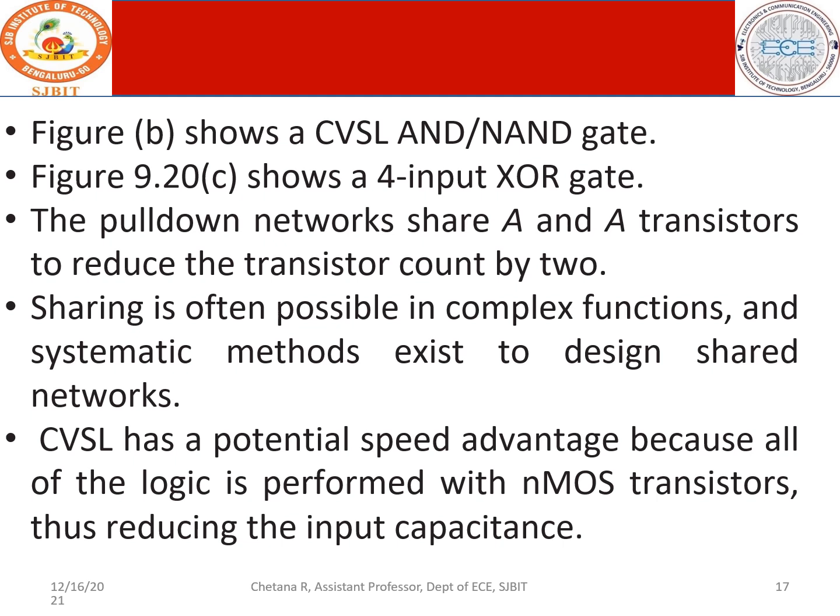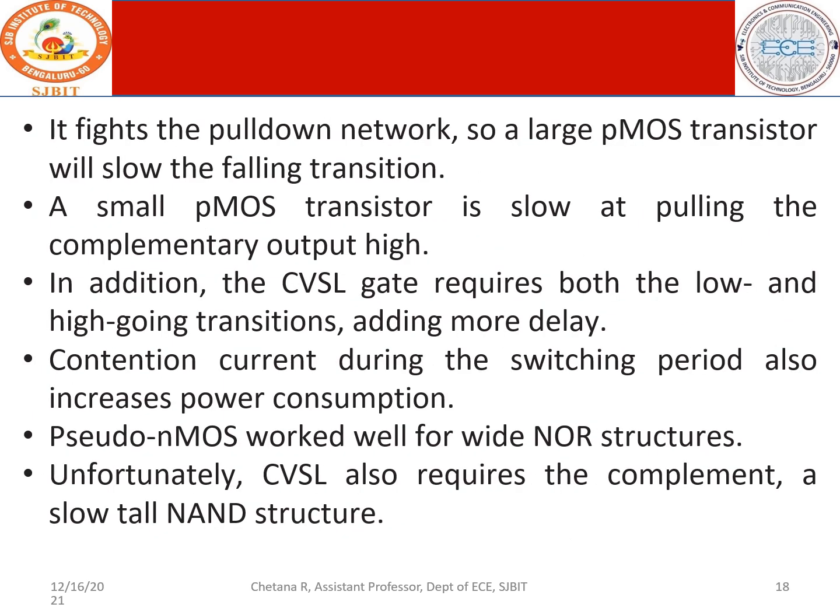CVSL has a potential speed advantage because all of the logic is performed with NMOS transistors, thus reducing the input capacitance. It fights the pull down network, so a large PMOS transistor will slow the falling transition. A small PMOS transistor is slow at pulling the complementary output high. Therefore, the CVSL gate requires both the low and high going transitions, adding more delay. Contention current during the switching period also increases power consumption.